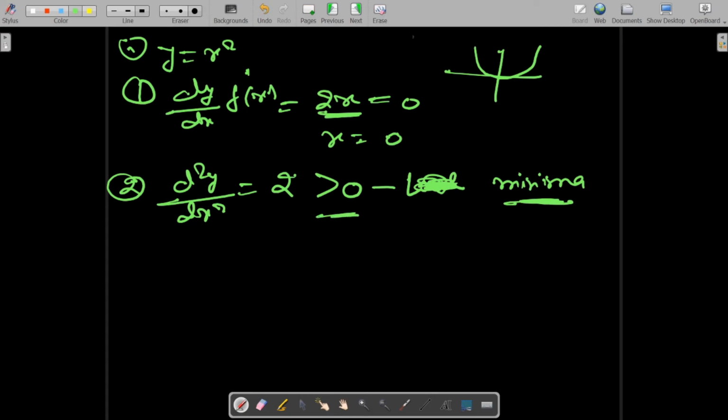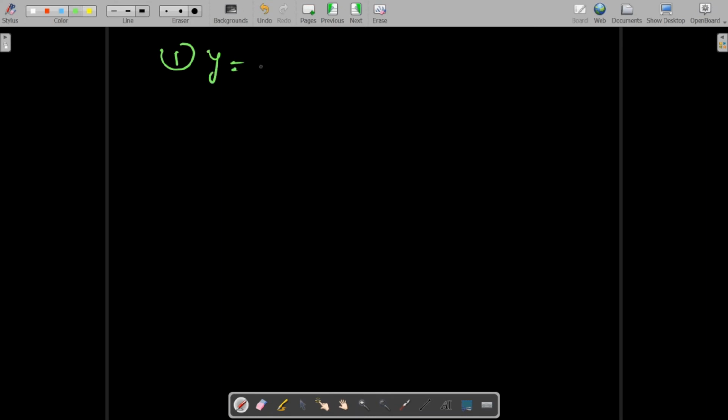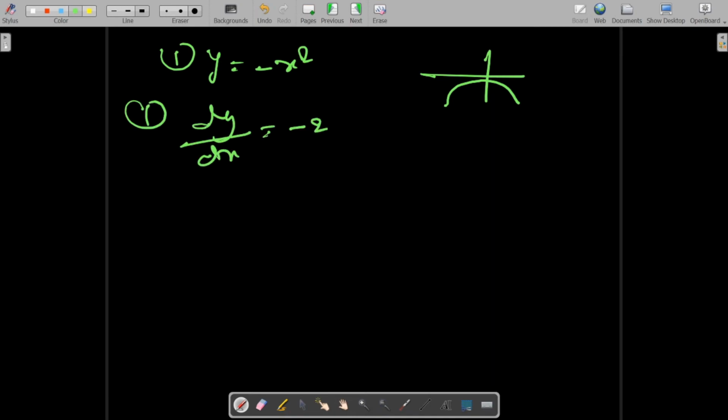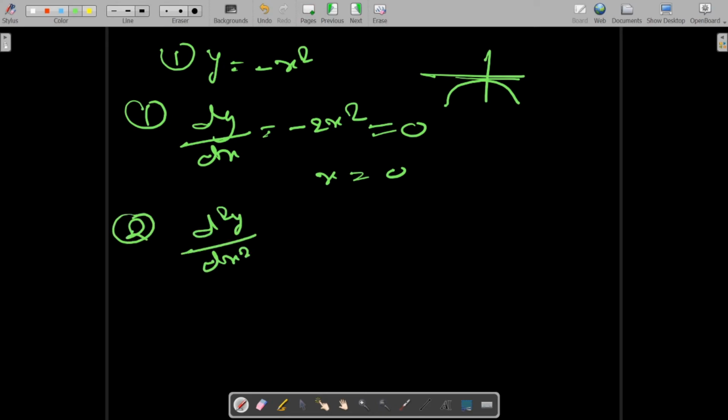And if you see this one, y equal to minus x square, apply the same thing: dy by dx equal to minus 2x, equate to 0, so that will be 0. So the slope is 0, so it is either a maximum or a minimum. To check that, we go to the second step and do d2y by dx square, which is minus 2, which is less than 0. If it is less than 0, that means that point is giving the maximum value, and that point is a maxima.